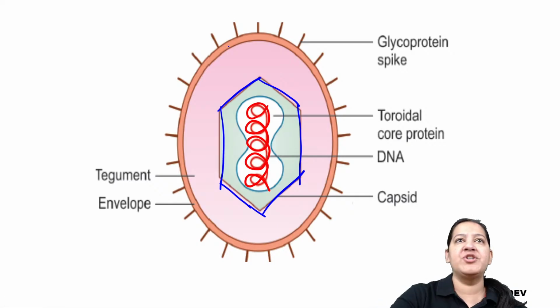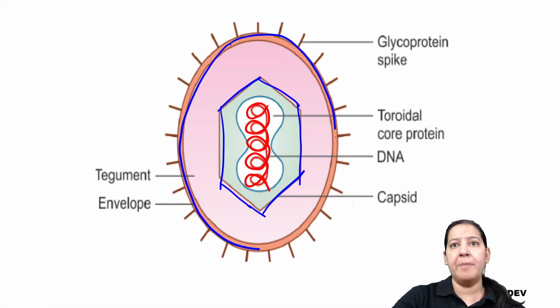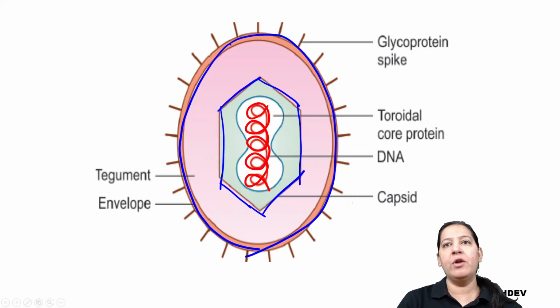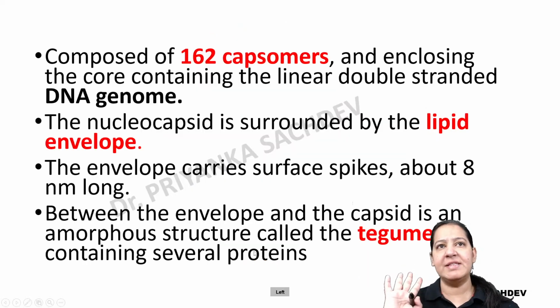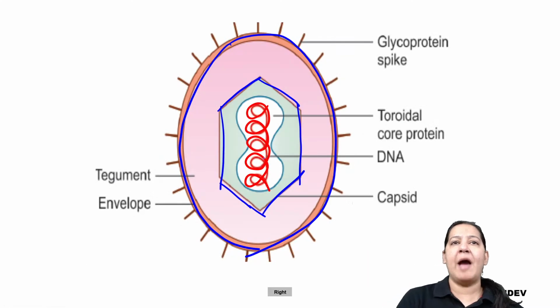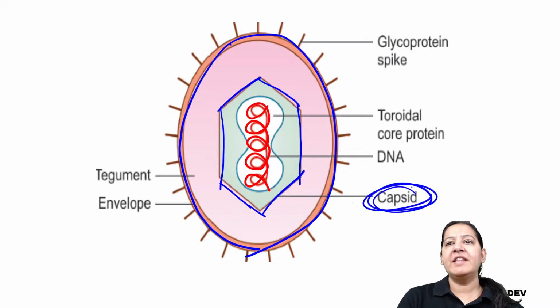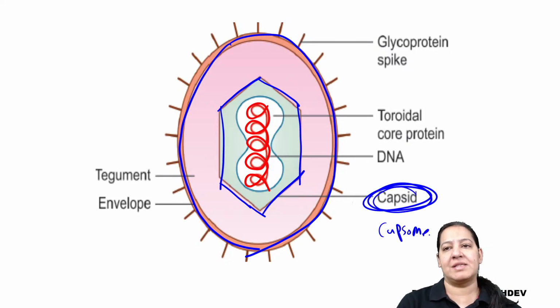Now you all can appreciate there is an envelope. This one is the envelope. Since it is an enveloped virus, we know, so we can see the envelope also. So in the capsid, I'm interested in the capsid. In the capsid, how many capsomers are present? Tell me the number of capsomers in the capsid.